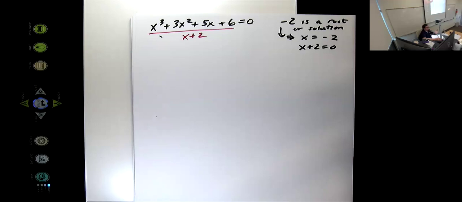Yeah, that's exactly what we're gonna do. We're gonna try to get stuff down to a quadratic and then we'll do quadratic methods, because we have easy methods for quadratics. Alright, synthetic division is up.